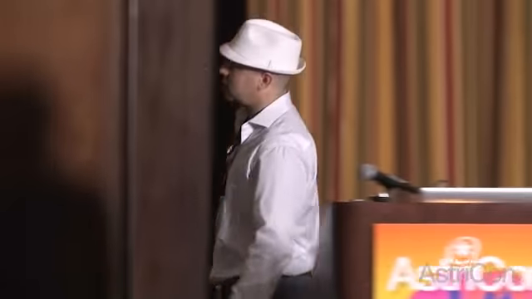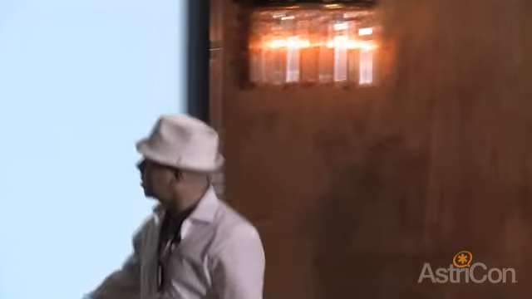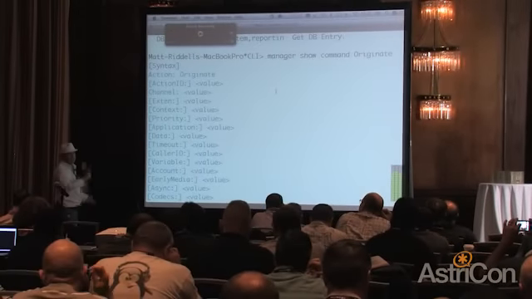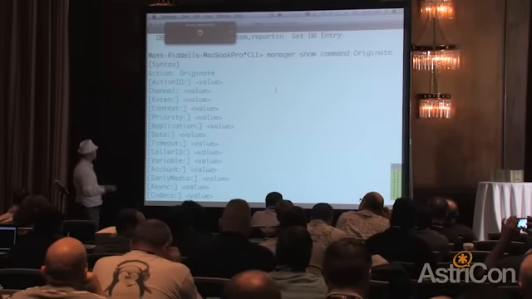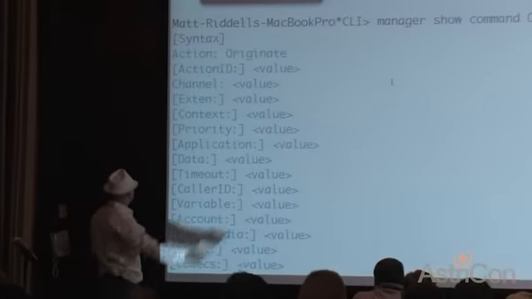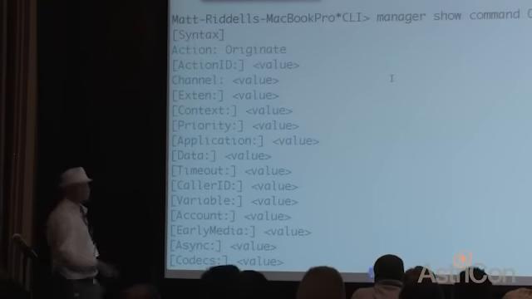So this is how an action would actually look. You'd say action originate. If you wanted, you can pass an action ID. It's up to you. You need to pass a channel, so you're going to need to tell it what to originate, like SIP/my something, and then you can pass a context, an extension, a priority.